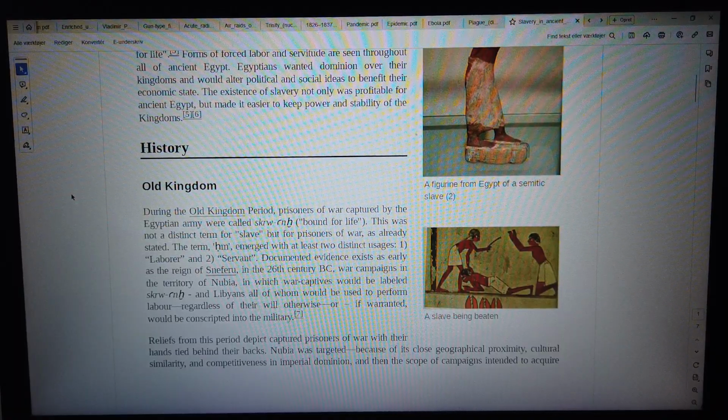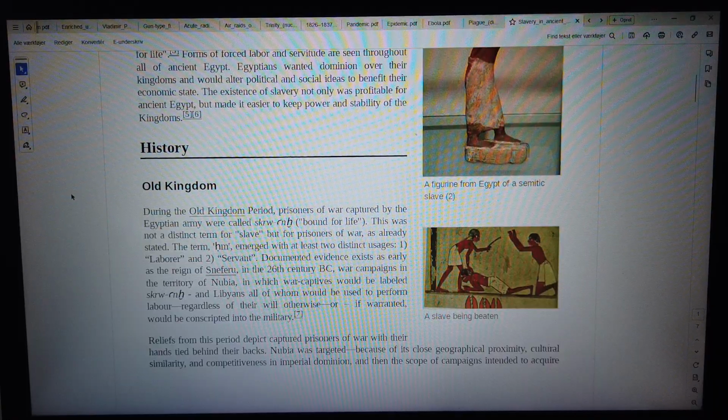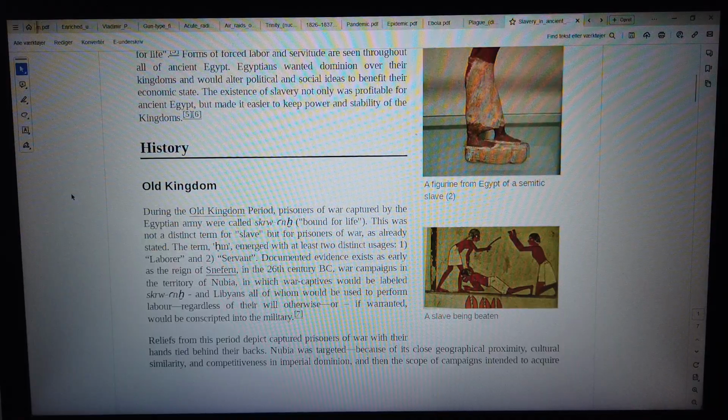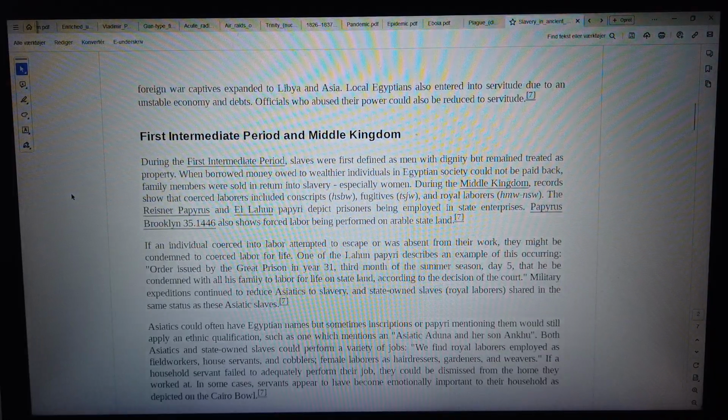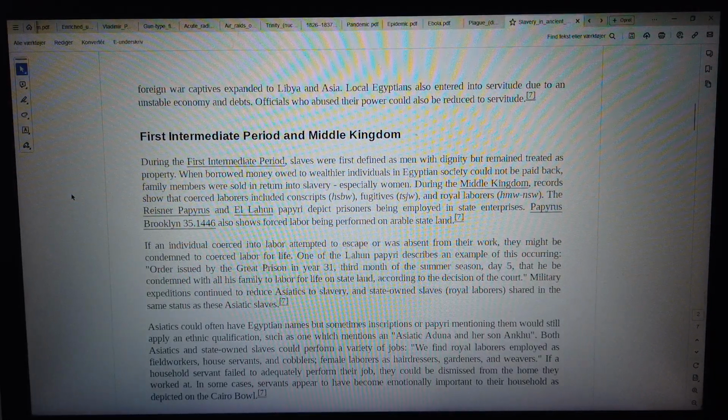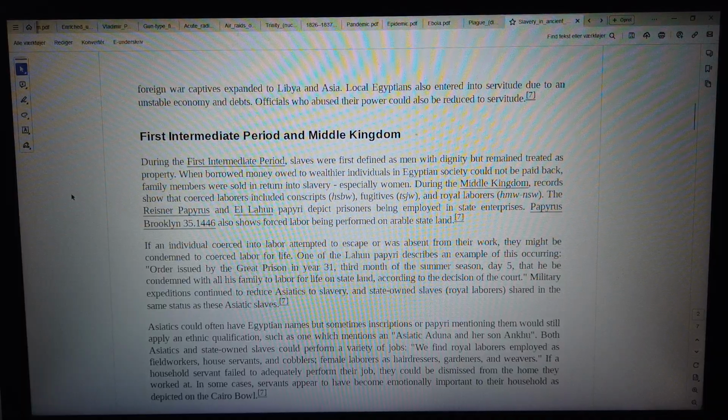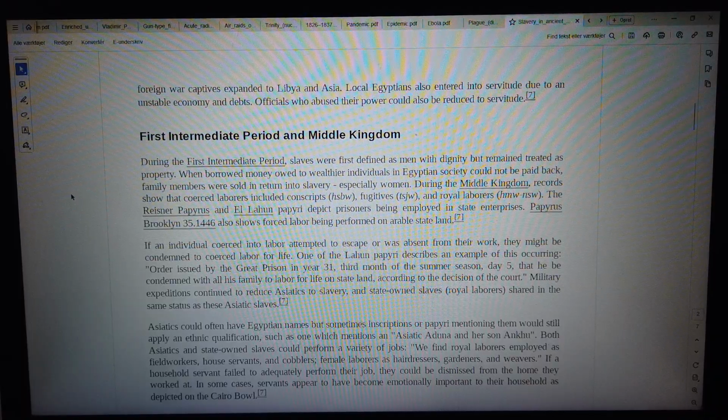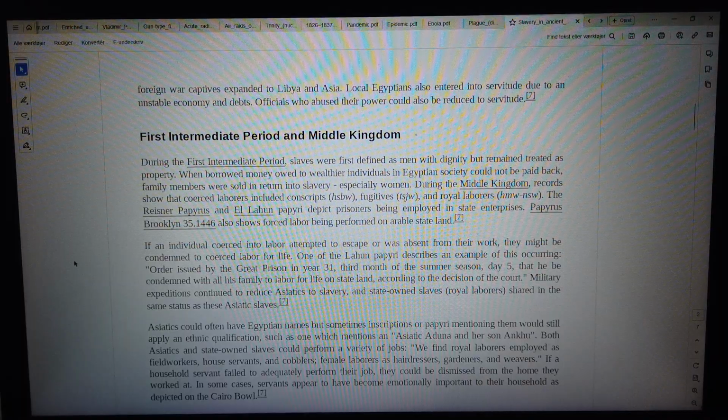Nubia was targeted because of its close geographical proximity, cultural similarity, and competitiveness in imperial dominion, and then the scope of campaigns intended to acquire foreign war captives expanded to Libya and Asia. Local Egyptians also entered into servitude due to an unstable economy and debts. Officials who abused their power could also be reduced to servitude.